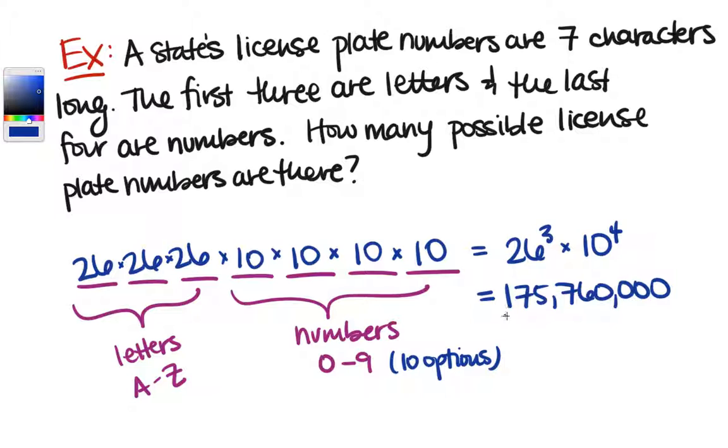And when we do, we get 175,760,000. And like I said, almost impossible to draw that tree out. But we can use the multiplication rule to arrive at the number of options that we've got pretty easily. That is it for today.